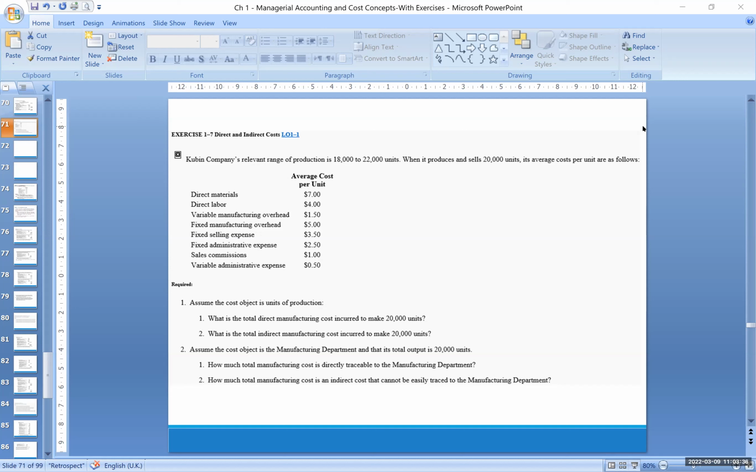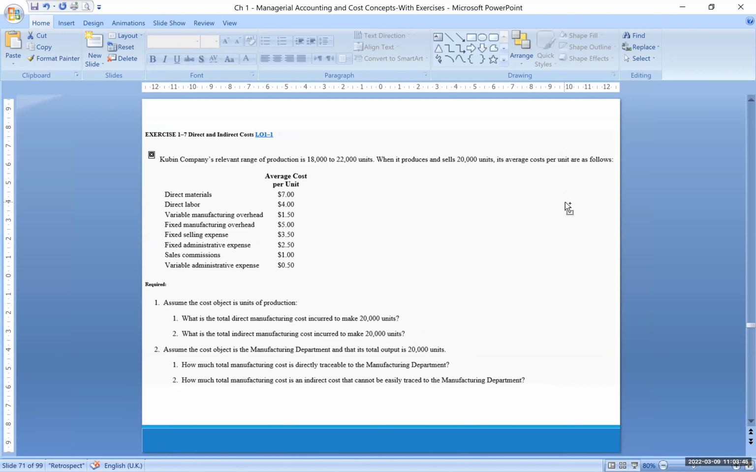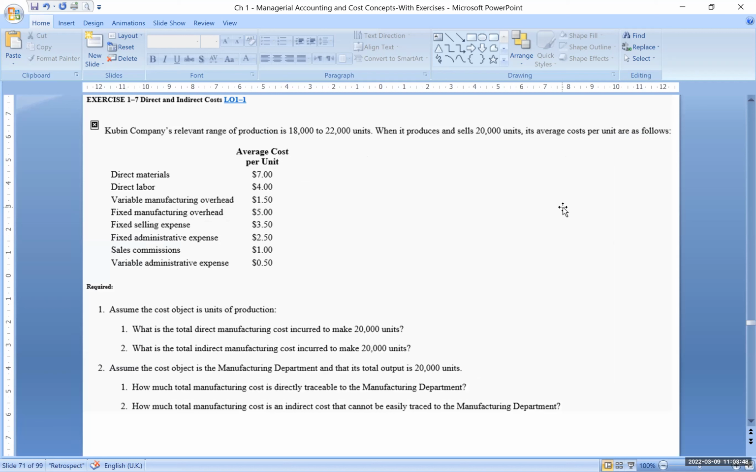discusses the topic of direct and indirect costs. Let's read the question. Exercise 1.7 from chapter 1. Copen Company's relevant range of production is 18,000 to 22,000 units. When it produces and sells 20,000 units, its average cost per one unit is as follows. All of these costs are per one unit.